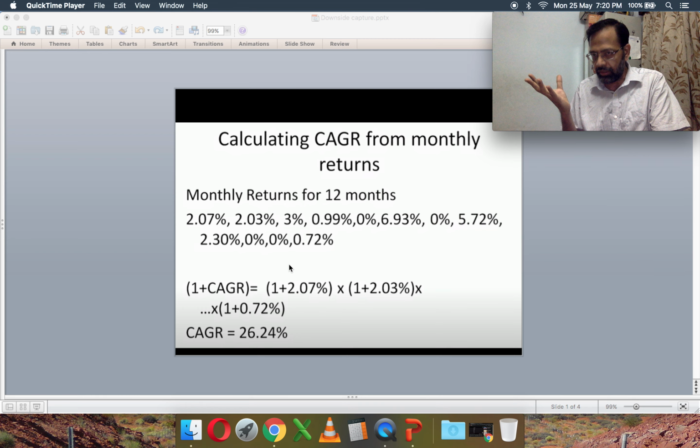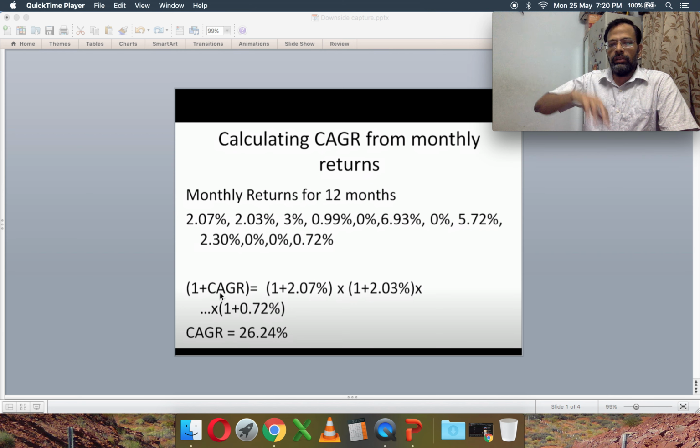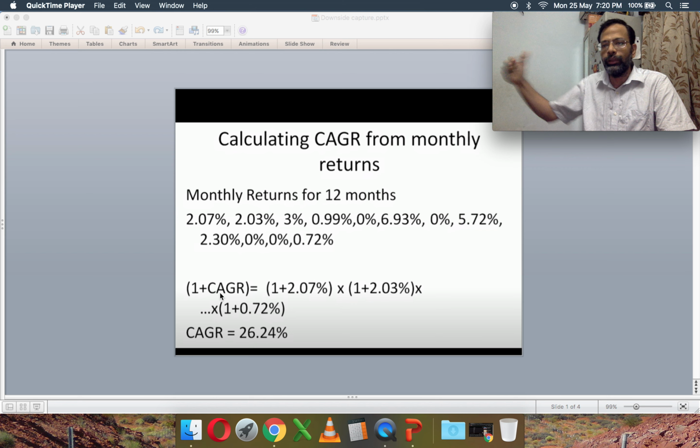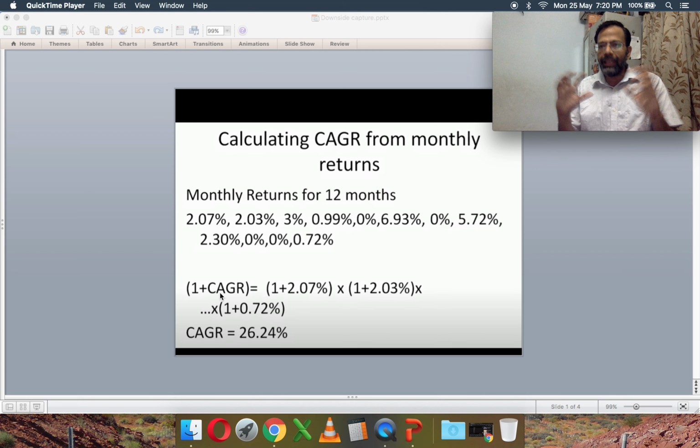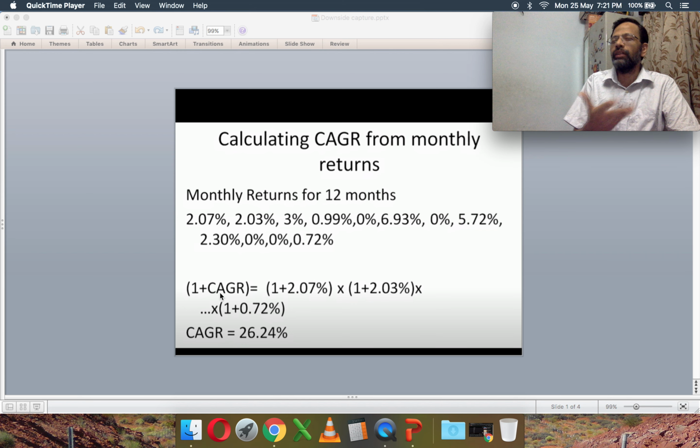So in order to equate the annual return, that is the annual growth, I'll call this annual growth 1 plus CAGR. I can just call it 1 plus return. That 1 plus return, the annualized return, or the annual return in this case because it's just 1 year, that 1 plus CAGR is equal to the product of those returns. So 1 plus 2.07% into 1 plus 2.03% into 12 terms like that. If I equate these and compute the CAGR from this, I will get 26.24%. So this is how I calculate an annual return from a set of monthly returns. I call it the CAGR, but it's essentially the annual return here.